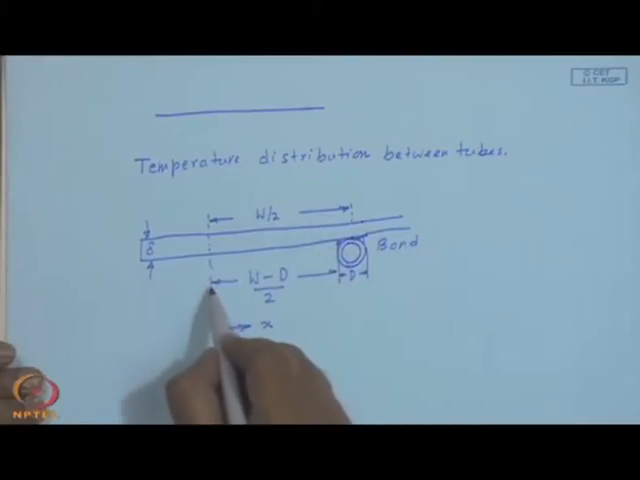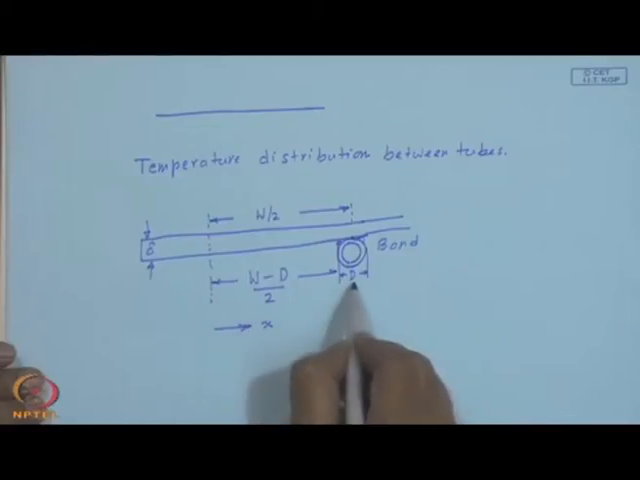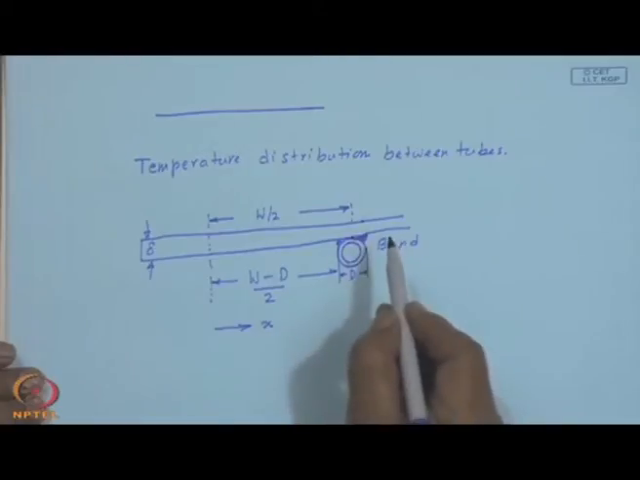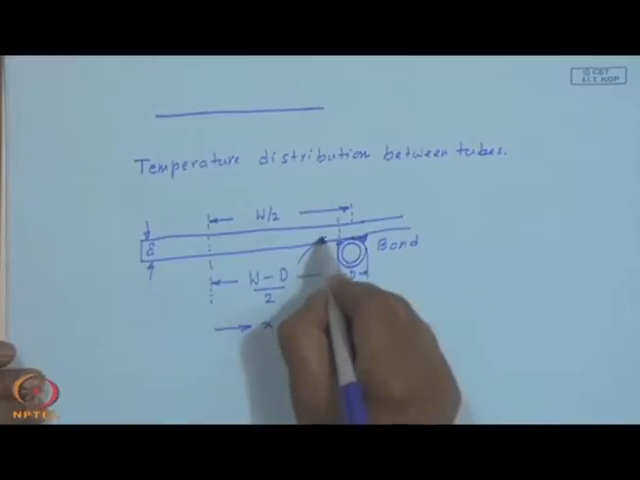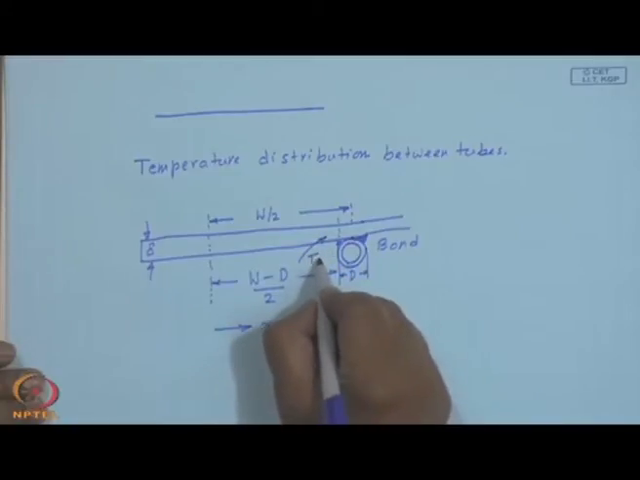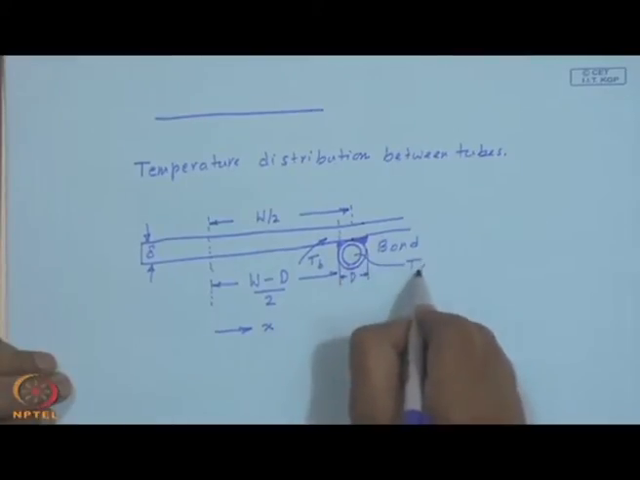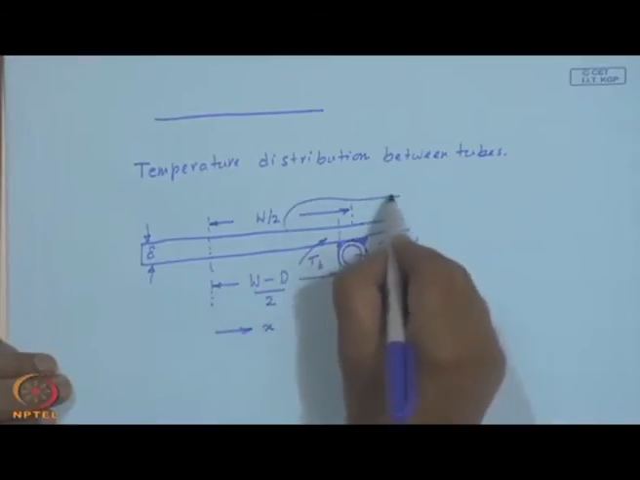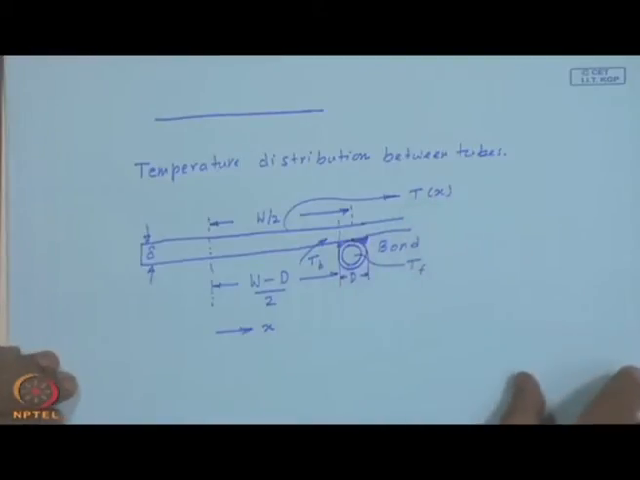The distance between the symmetric plane and the beginning of the tube is hence W minus D by 2, if capital D is the tube diameter. It is given by some bond conductance, and then at the base there will be a temperature of T_b. Inside will be T_f, right. Over here it will be a T_x, all right.